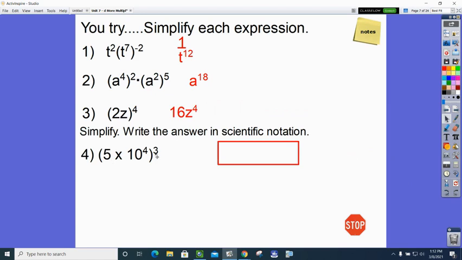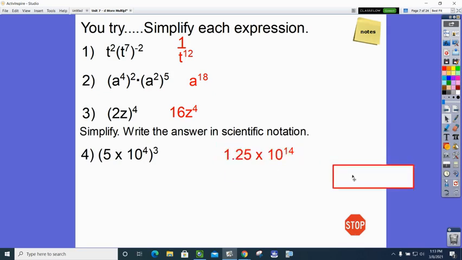Everybody in the parentheses is going to get the power of 3. So 5 to the 3rd would be 125 times 10 to the 12th. Now the 125 needs to be fixed to become 1.25. You took away 2 powers of 10, so you need to go up 2 powers of 10, and you would get 1.25 times 10 to the 14th.